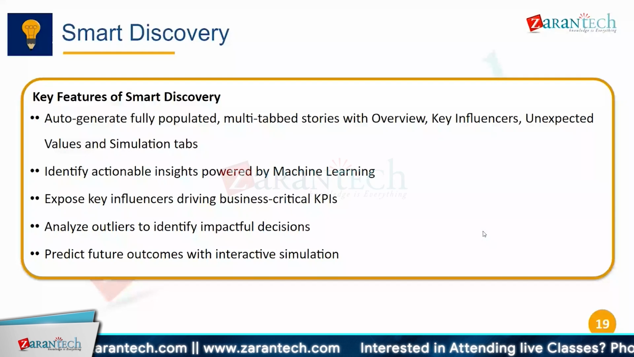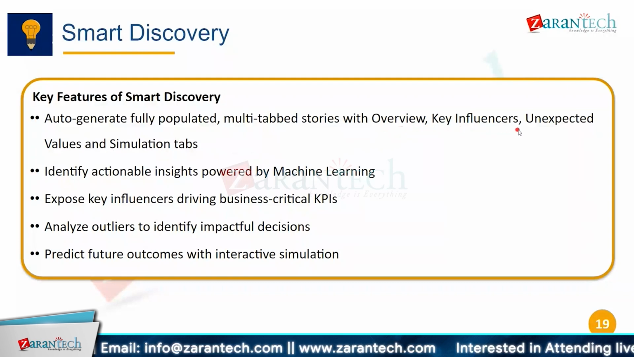So what are the key features with respect to smart data discovery? So it is auto-generated. So the user doesn't need to create anything. It is fully populated by default automatically. Multi-tab stories. So basically you will have different pages created. A few pages will be the overview page, key influencers page, unexpected values page, and simulations tab. So the overview page is where you will see all the details. For example, if you select sales, you will see all the data with respect to sales, all the charts, KPIs with respect to sales. So that you will see in the overview page.